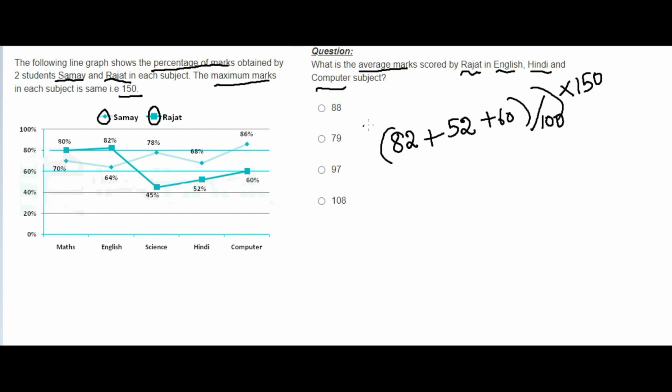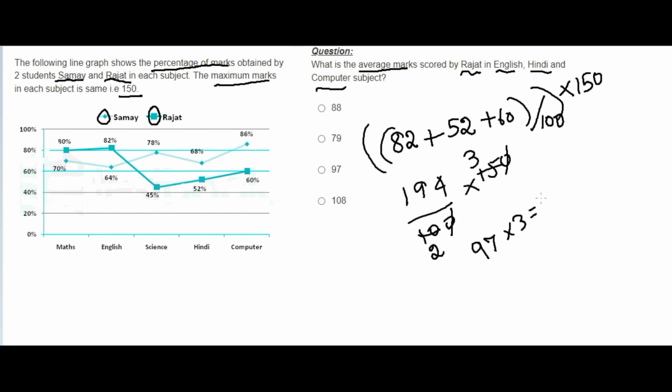Then make a bracket totally. So you know that 82 plus 52 plus 60 is 194. So 194 divided by 100 and into 150. So better to cancel these two, and you know that it is 3, and 2 fives are 10. So automatically you will be getting, 9 twos are 18, so remainder 1, 97 into 3.